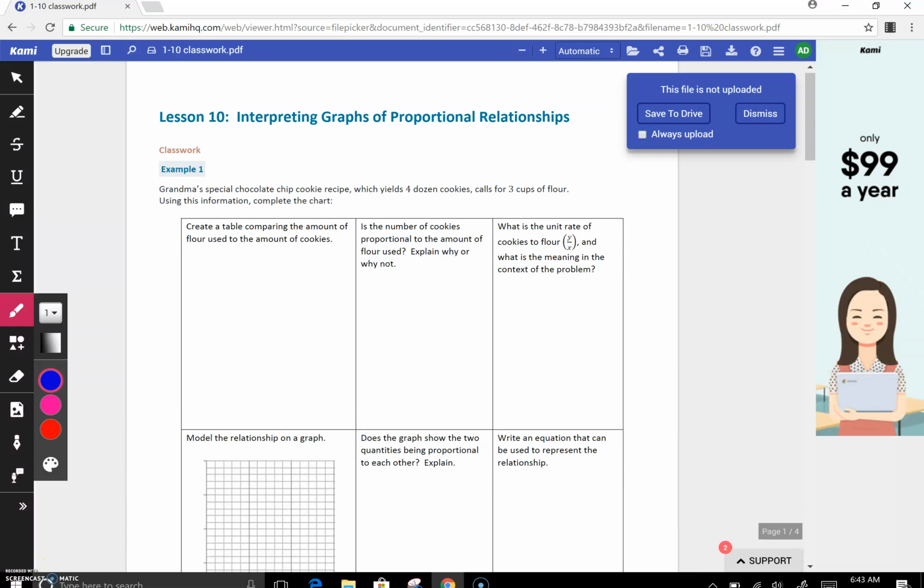Today we're still looking at proportional relationships, but we're going to do what's called interpreting graphs. So we're going to look at information in graphs and be able to answer questions about the graph.